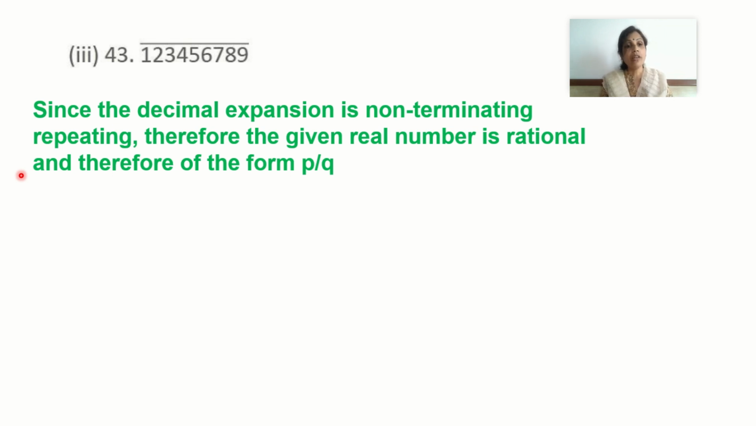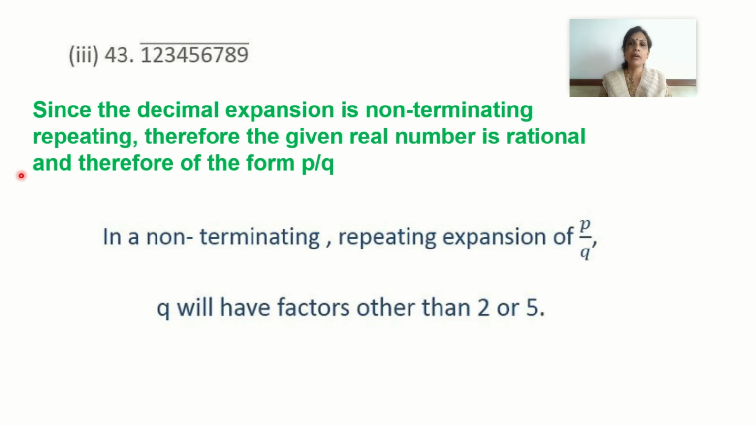But what will you comment about the denominator? Q will have factors other than 2 and 5. If it is non-terminating and repeating, the denominator will not be of the form 2 raised to n, 5 raised to m. It will have factors other than 2 and 5. This is what you have to keep in mind, because such types of questions they ask only for 1 mark.